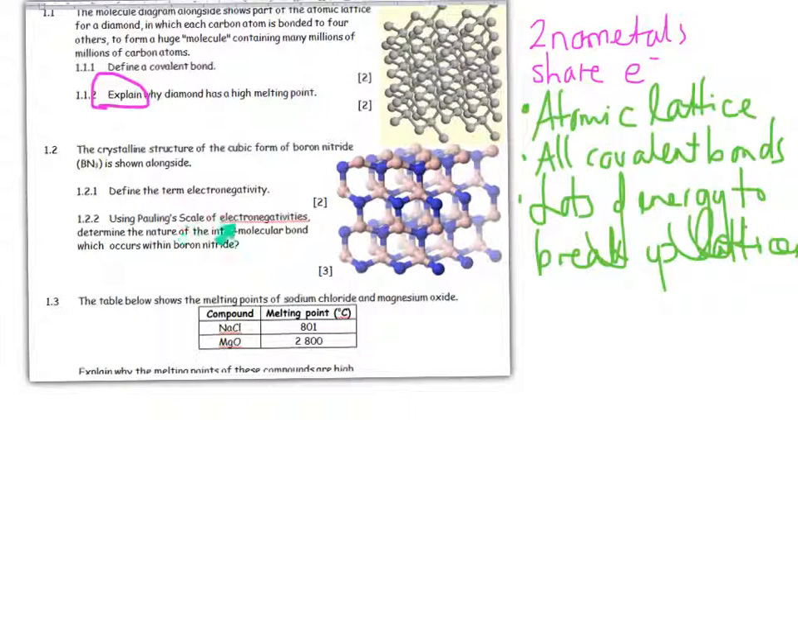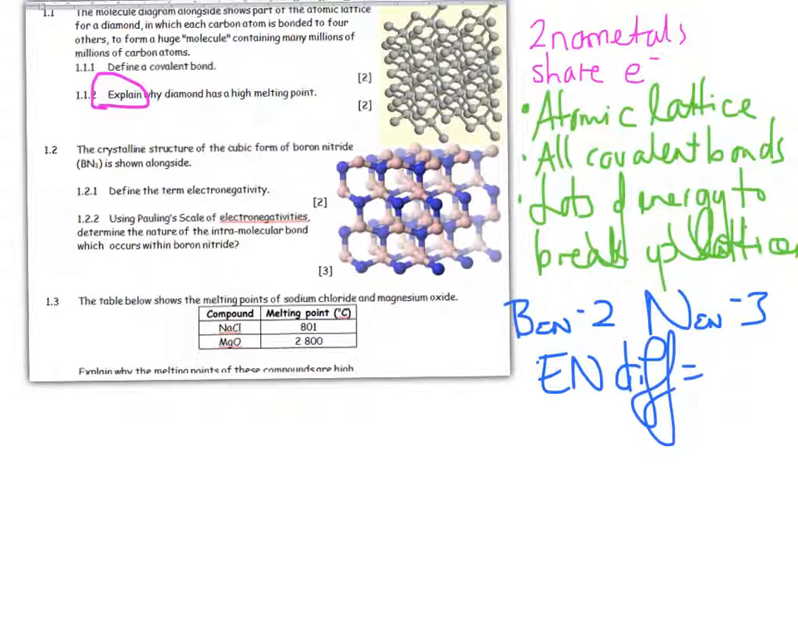Using Pauling's scale of electronegativities, that's this electronegativity on the table, determine the nature of the intramolecular bond which occurs in boron nitride. Well, they've told me to go to the electronegativity scale. So boron's electronegativity is 2, nitrogen's electronegativity is 3, therefore the electronegativity difference is 1. You can't just say, so the electronegativity is 1. It's not. It's a difference between 2 electronegativities, and then you can say, therefore, polar covalent.